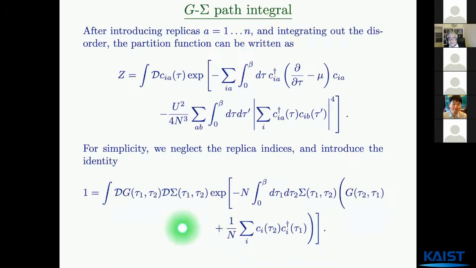Okay, so this is kind of an obvious statement. This 1 is equal to this because if you do the integral over sigma, it gives you a delta function of G, and when you do the integral over the delta function, you get 1. And this tells you that G is equal to the Green's function, because when you do the integral over sigma, you get a delta function. G is equal to CC dagger, minus CC dagger.